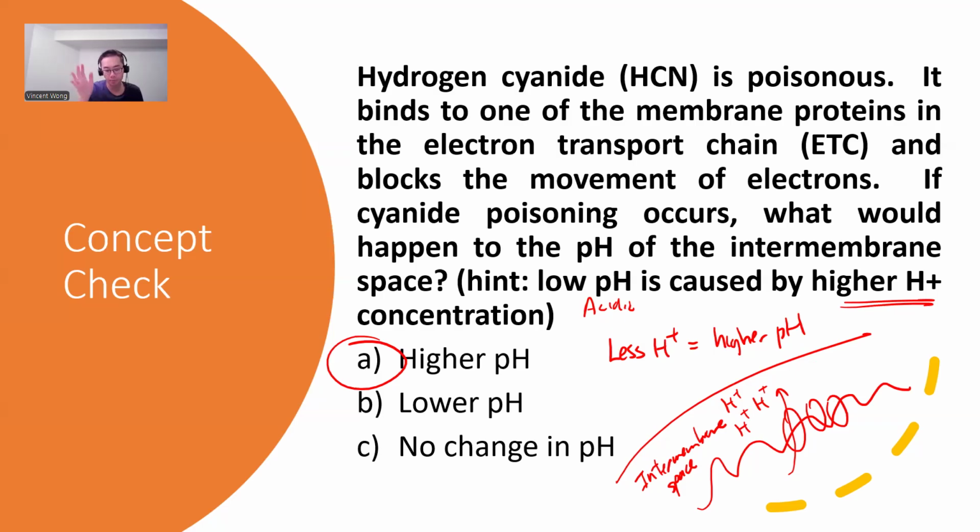Again, the whole point of this question is to see if you know what happens to the H+. If you block the ETC, you cannot harness the energy from the electron. You're not pumping the H+. Less H+ in the intermembrane space, higher pH.